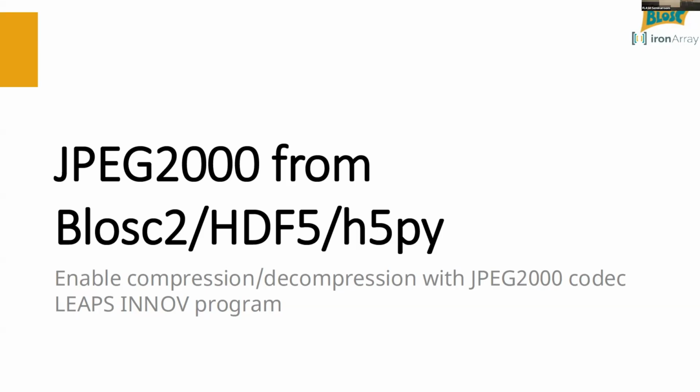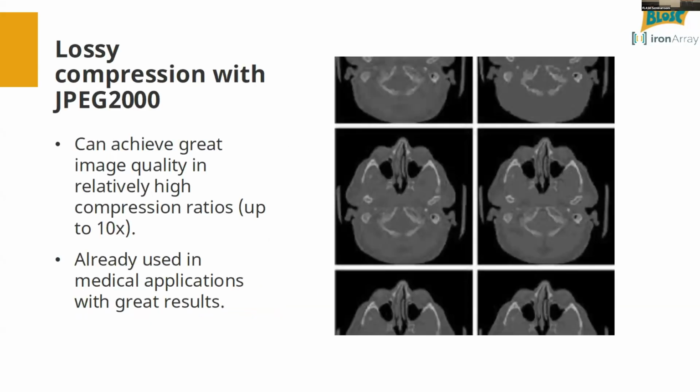Okay, so let's go for the next section of the presentation. Let's talk a little bit about the JPEG 2000 plugin that we implemented also in the framework of the libsimnov program for HDF5 and H5Pi as well. Most of you probably will know, but JPEG 2000 is a codec that can achieve great image quality with relatively high compression ratios. It is a lossy codec, but the quality is so good that it is actually used in medical applications with good results.